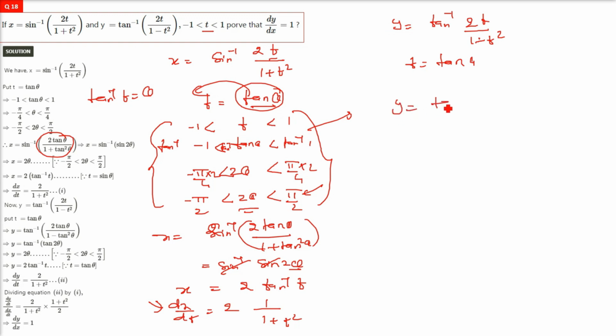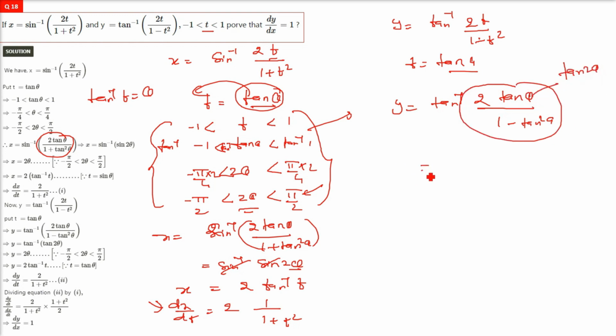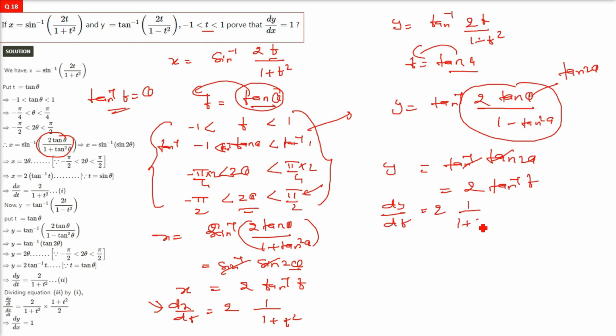So y is equal to tan inverse, putting t as tan theta, of 2 tan theta by 1 minus tan square theta, and this is nothing but tan 2 theta. So it will be tan inverse of tan 2 theta, and you can cancel the tan with tan inverse, giving twice theta. That is why we have to do this boundary checking. So 2 theta, where theta is tan inverse t, and dy by dt is again twice of 1 by 1 plus t square.